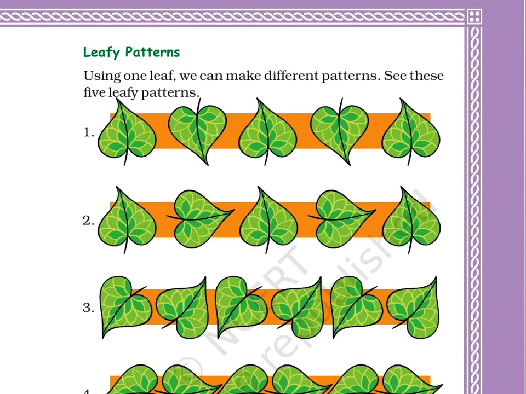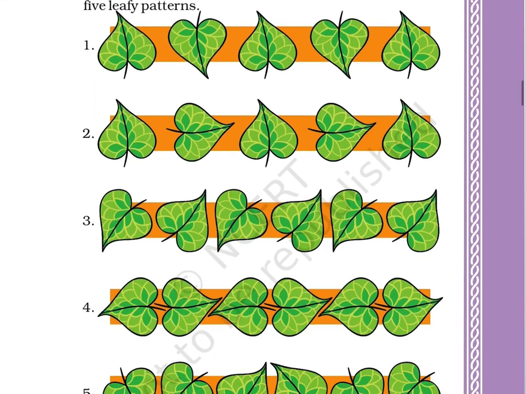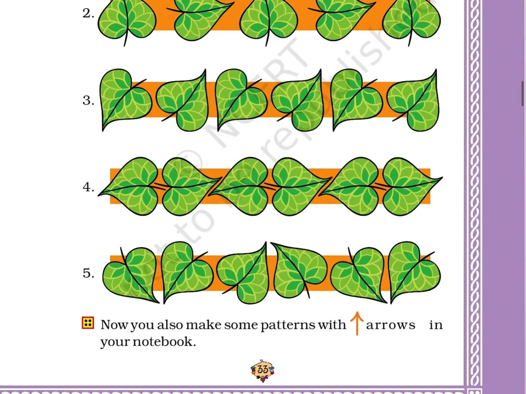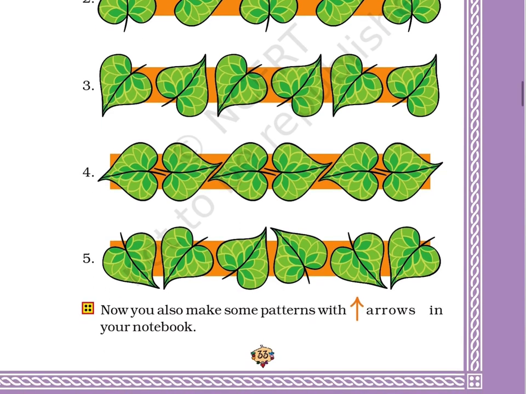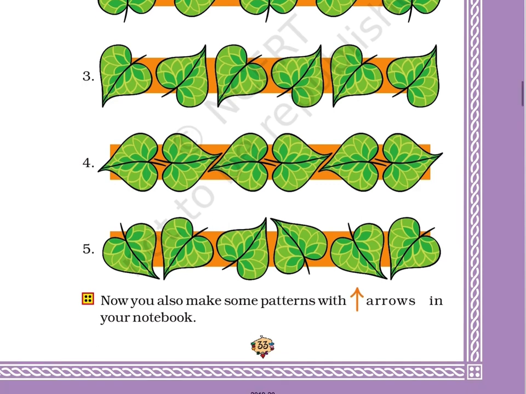Pattern 3. The leaves are arranged in slanting line with the stem of leaf pointing at the top or stem pointing at the bottom alternatively. The pattern reads as top, bottom, top, bottom, top, bottom.